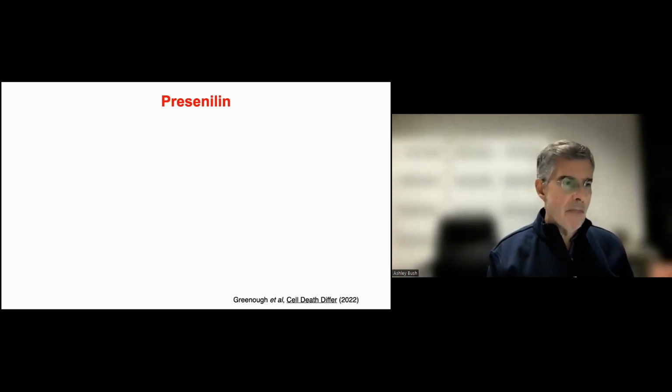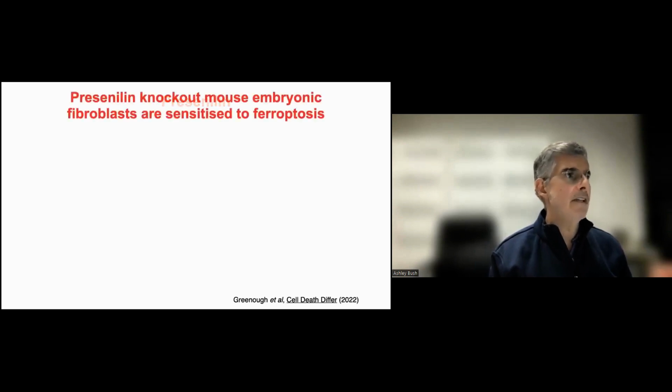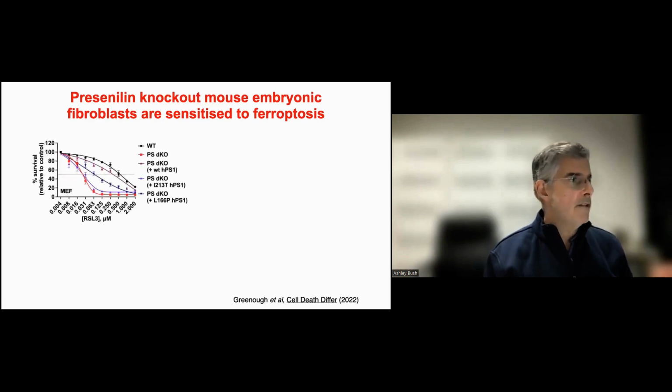We've recently published the impact of presenilin on ferroptosis, and this is the work of Mark Greenough and colleagues from my lab, which is online now, in Cell Death and Differentiation. And I'll show you data where presenilin knockout mouse embryonic fibroblasts are shown to be sensitized to ferroptosis. So in this experiment, we intoxicate the cells on the x-axis with RSL3 to induce ferroptosis. In the black line, you see the response of the wild-type fibroblasts, so that's a kill curve. And in the red line, you see the sensitivity of the presenilin double knockout fibroblasts, far more sensitive to ferroptosis.